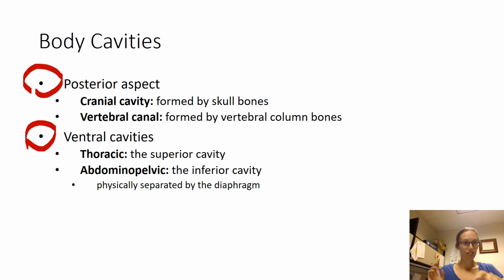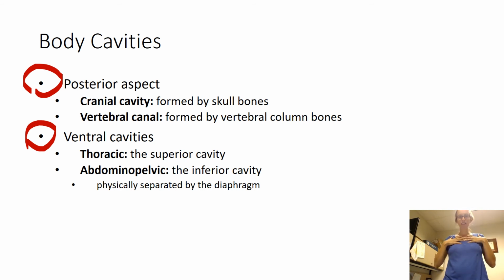Okay, so let's cover posterior aspect. Cranial cavity, so this is where we have the brain, cranial nerves, and then this is going to be now continuous then with the vertebral canal, and this is by the vertebrae and the spinal cord, okay, and spinal nerves will come off of that. So these are going to be considered to be part of the posterior on the back portion of the body, housing those special organs that we have for those cavities. Now, the ventral cavities, now again towards the front, what we have are the thoracic cavity and then also the abdominal pelvic cavity.